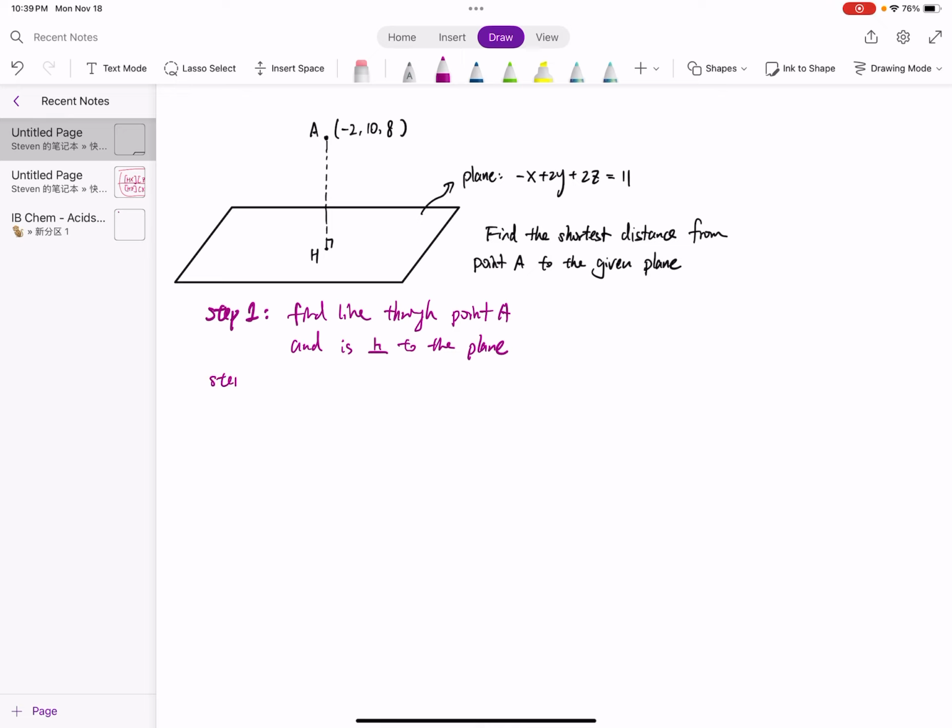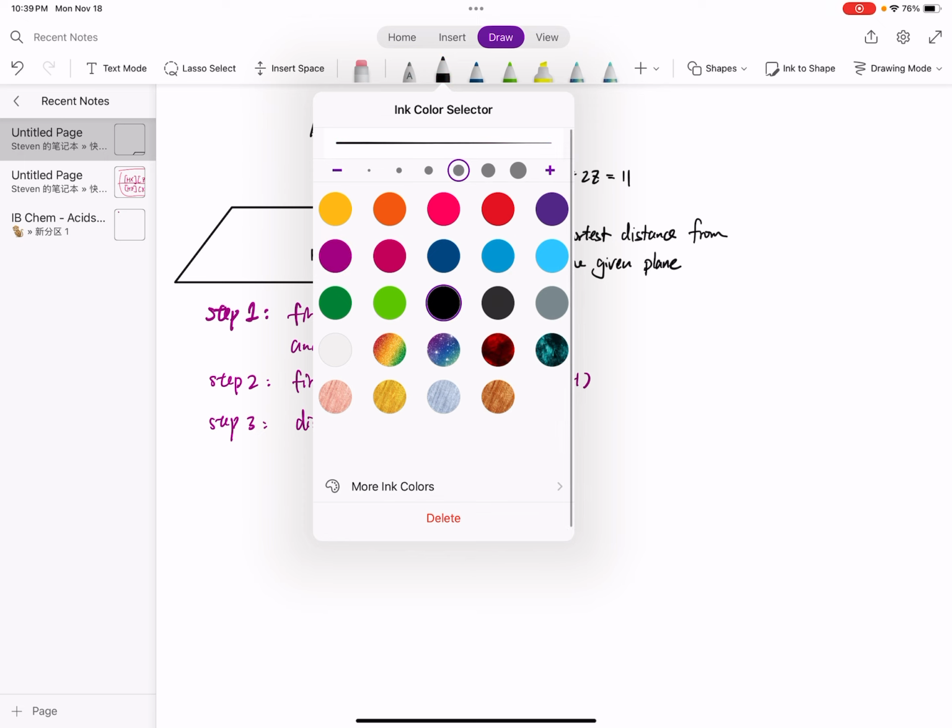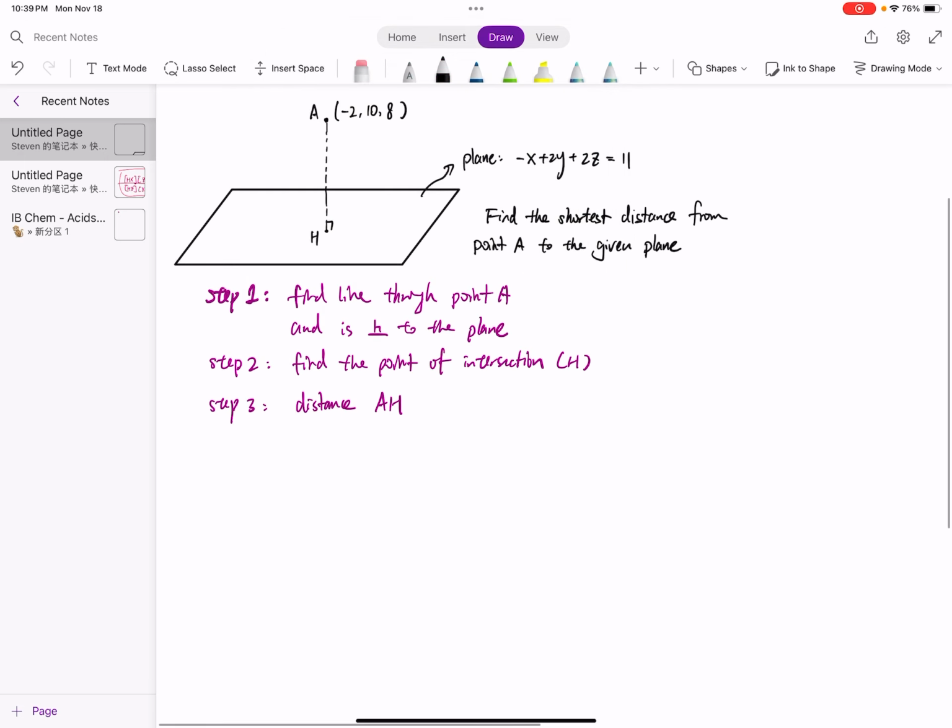Step two, we need to find the point of intersection, which is H, right? Then step three, we find the point of intersection H, and we know the original point A, so we can find the distance AH. So we keep these three different steps in mind. Step one is the most important one.